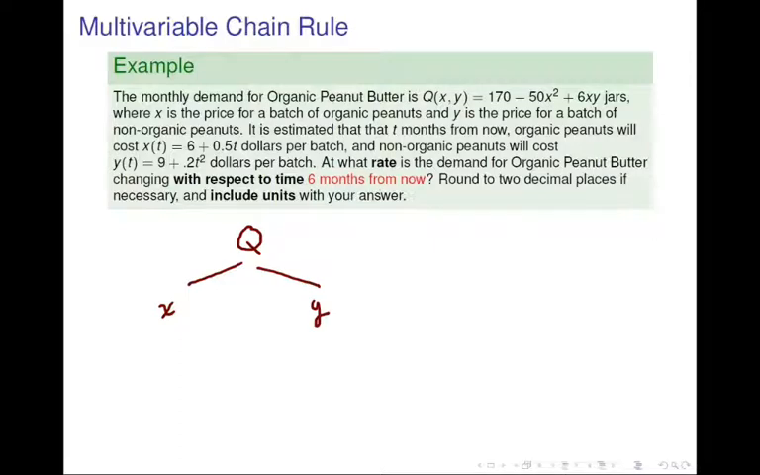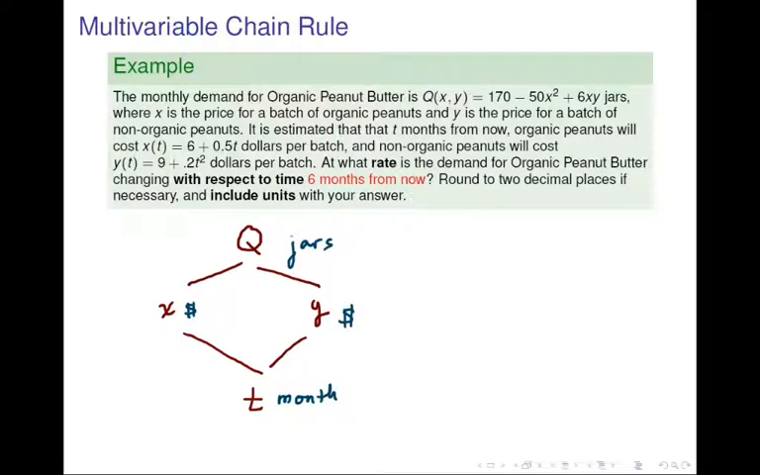So notice first of all that Q, which is the number of jars of organic peanut butter, depends on the price of organic and non-organic peanut butters, which are X and Y respectively. And each of those prices depends on the time, which is T. So we're looking at this tree diagram where Q is on top, which then depends on X and Y. Both X and Y depend on the variable T.